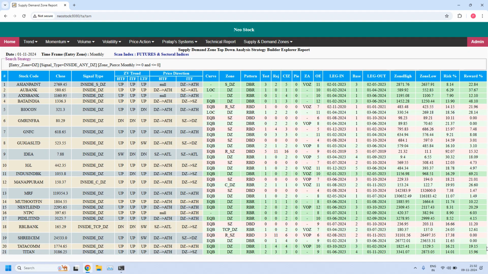So we got 21 stocks. In these 21 stocks, the monthly demand zones are not pierced. And currently prices are closed inside the monthly demand zone. You can also find prices closed in some of the high liquidity demand zones. Okay, but out of these 21, how many monthly demand zones are having EMA Confluence?